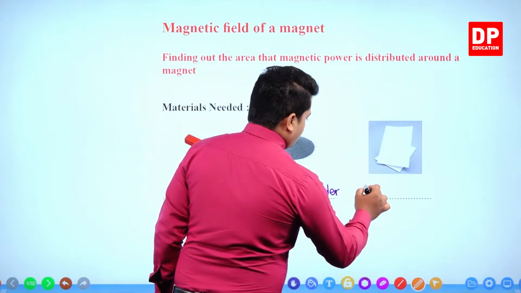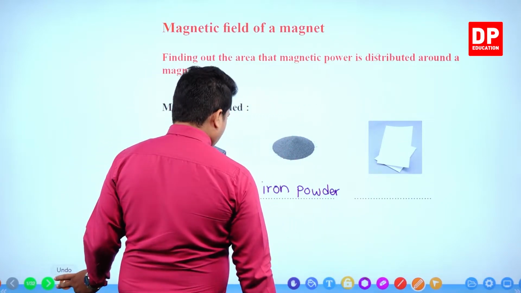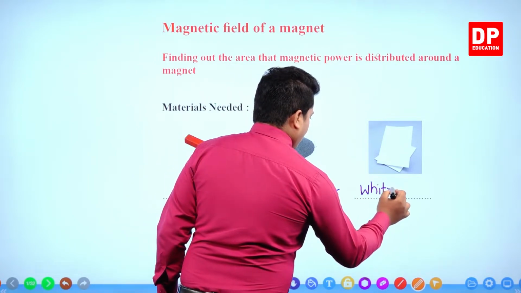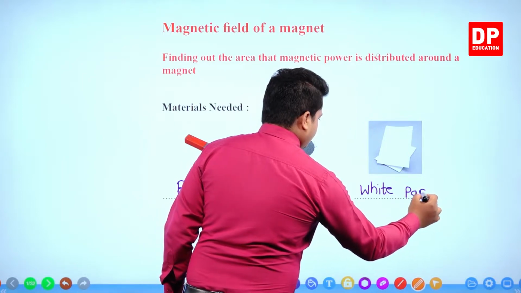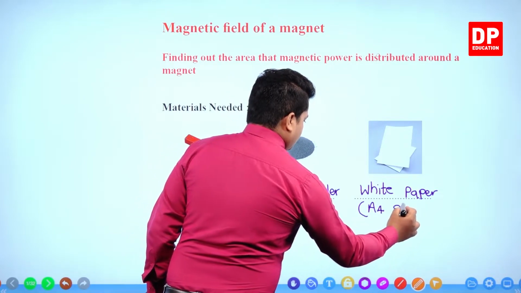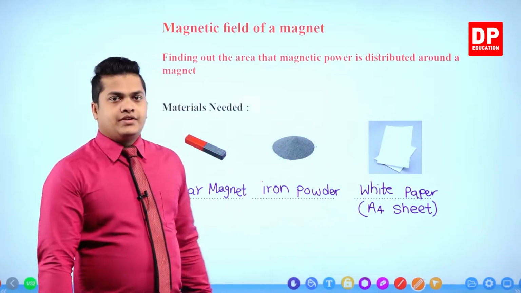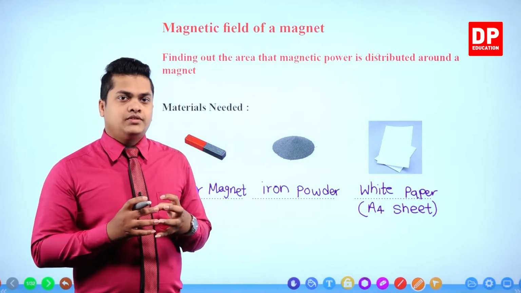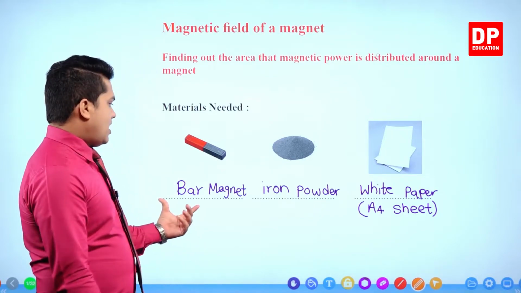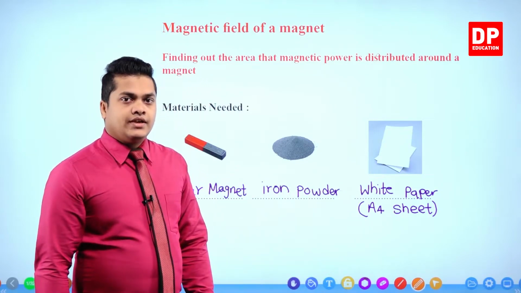Then white paper. Instead of white paper, you can use an A4 sheet. So I'll mention the A4 sheet as well. These are the materials we need to carry out this experiment: a bar magnet, iron powder or iron filings, and white paper or an A4 sheet.